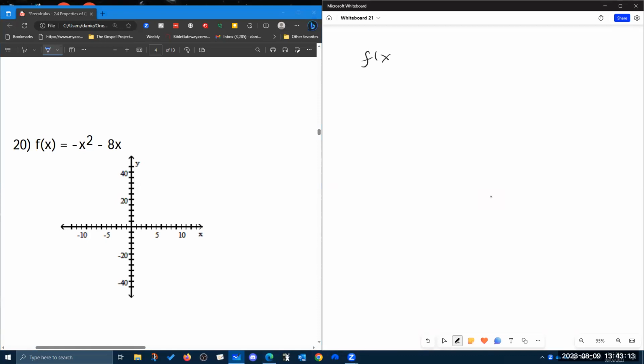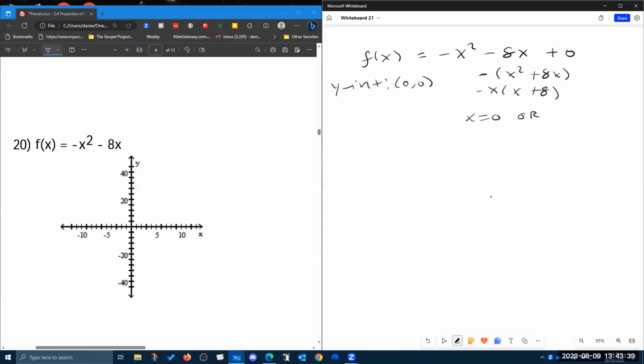We've got f of x equal to negative x squared minus 8x. Again, we have a plus 0. Our y-intercept is therefore going to be at (0, 0). Factor out a negative 1. Factor out our x. x equals 0 or x equals negative 8. Those are our x-intercepts.